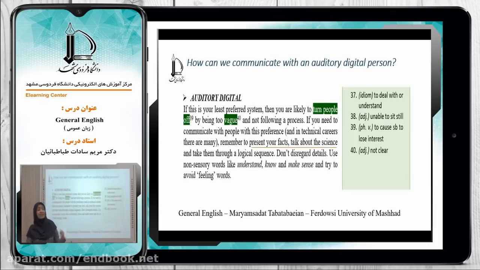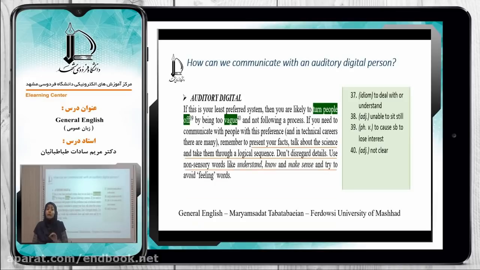It says, present facts and talk about science. Do not just talk about your opinion or idea, but facts and science. Also, talk of logical sequences, not just anything. Don't ignore details. Details are very important. You cannot just close your eyes and say, okay, let's put them away. You have to pay attention to details. Disregard is the opposite of pay attention. So you have to pay attention to details.